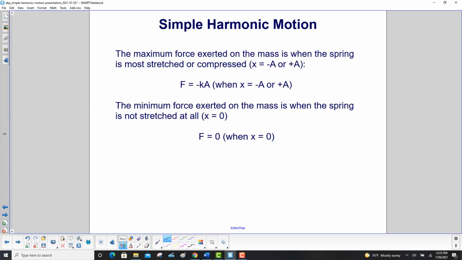The maximum force exerted on the mass is when the spring is most stretched or compressed, where x is equal to negative A or plus A. So F is equal to minus kA. The minimum force exerted on the mass is when the spring is not stretched at all, where x is equal to 0, you're at the equilibrium point. In that case, the force is equal to 0.